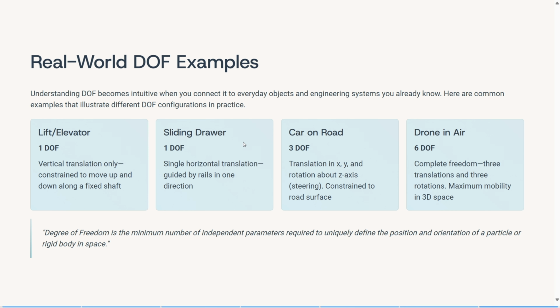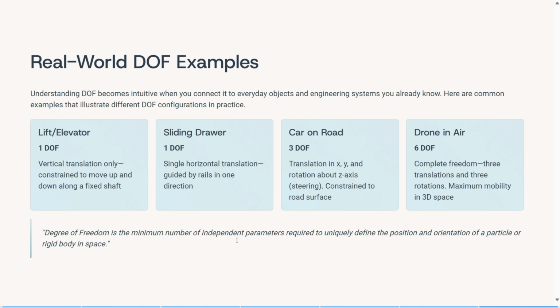In the real world, DOF examples: understanding DOF becomes really intuitive when you connect it to everyday objects, right? The common things are, let's say, a lift. It has only one DOF because it can move only up and down, a vertical translation, and a sliding door has only horizontal translation. A car on the road can move about the axes, with the steering. So it has 3 DOF. A drone in the air has complete freedom. It can rotate about 3 axes and it can also translate, move along 3 axes.